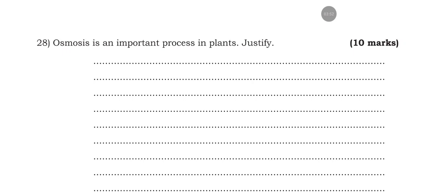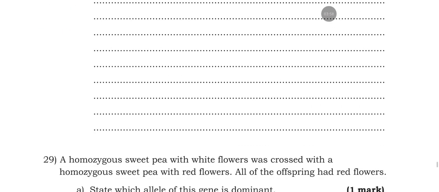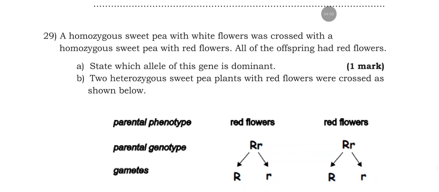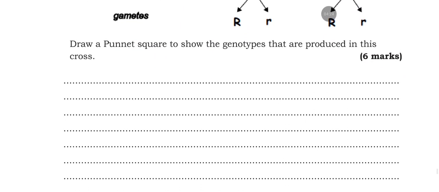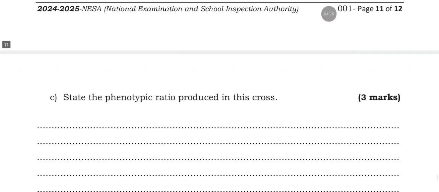Then I'm told osmosis is an important process in plants, and you have to justify. Here you have number 39, about a homozygous sweet pea with white flowers crossed with a homozygous sweet pea with red flowers, where the offspring had red flowers. State which allele of this gene is dominant. Two heterozygous sweet pea plants with red flowers were crossed as shown below. Then you have the Punnett square, and state the phenotypic ratio produced in this cross.